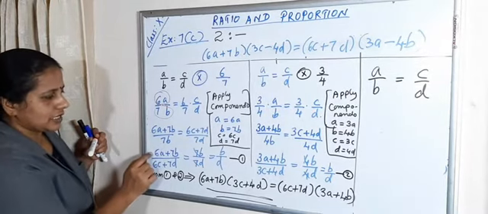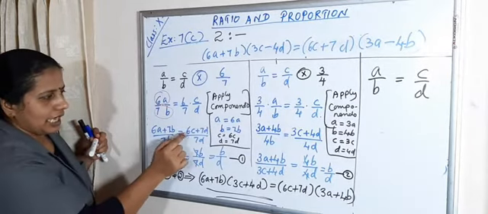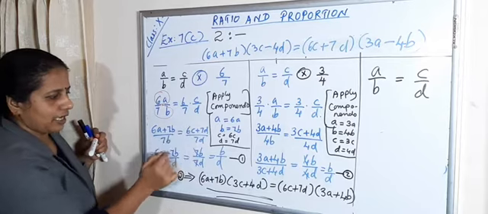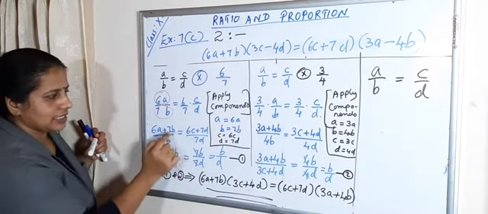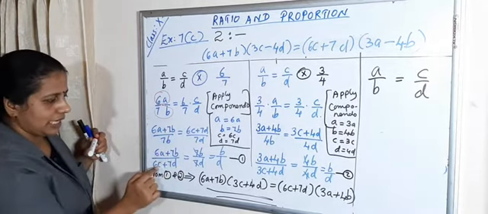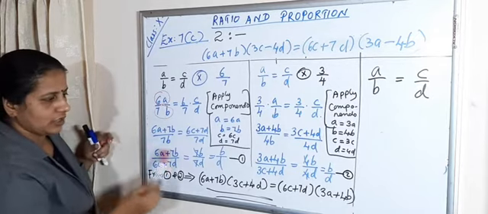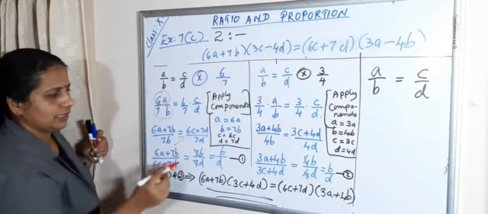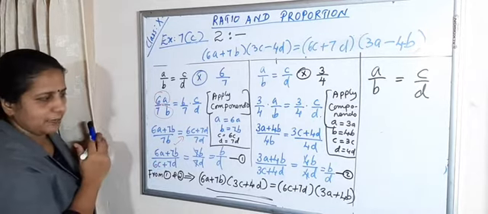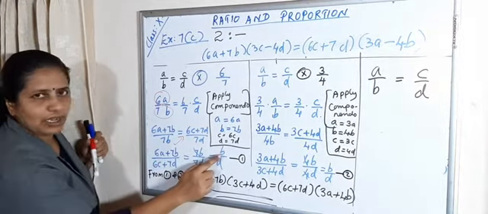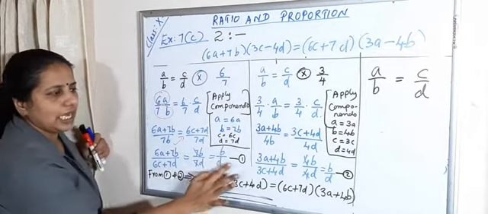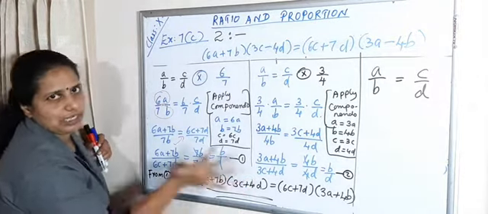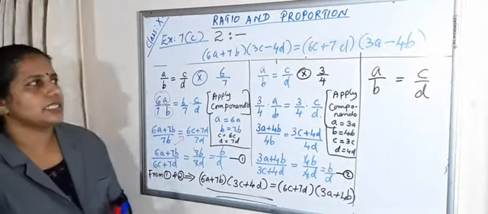That is (6A + 7B)/(6C + 7D). Taking the left-hand side, 6A + 7B divided by 6C + 7D equals, taking this 7B there, 7B by 7D. Cancelling the 7, I'll get B by D. Now make it equation 1.